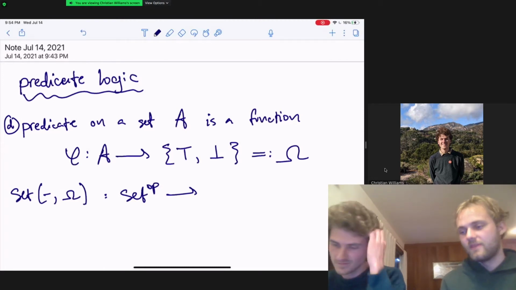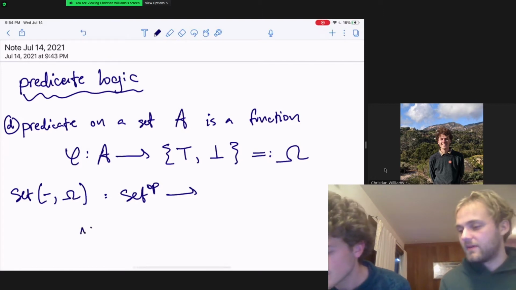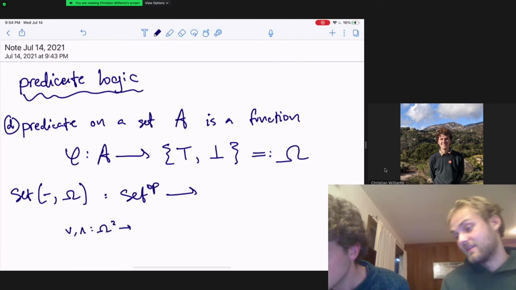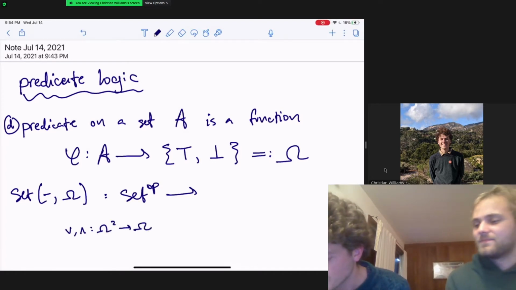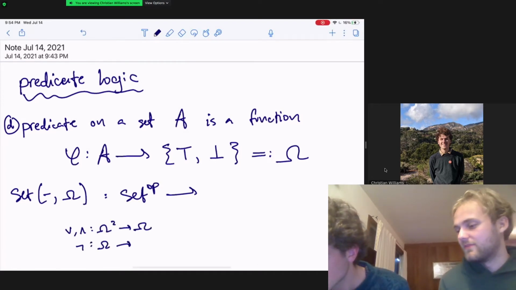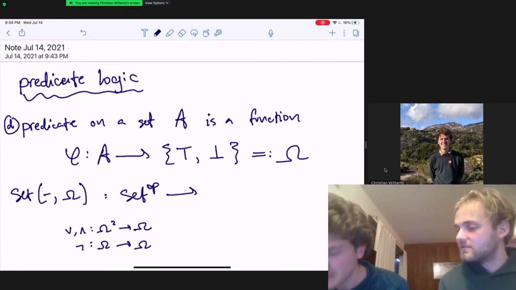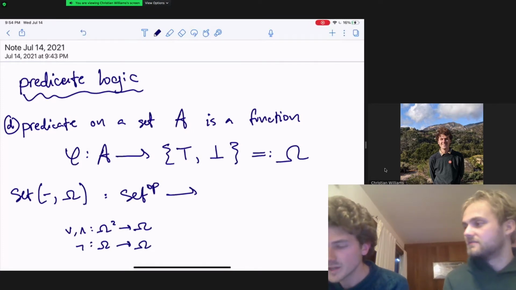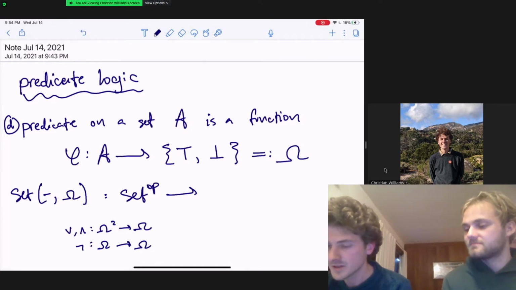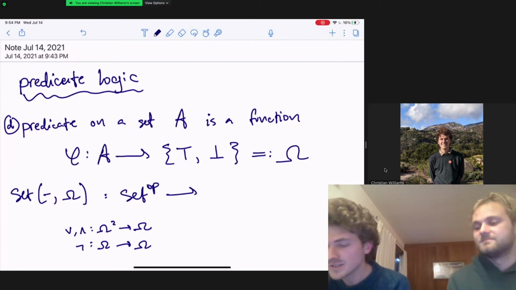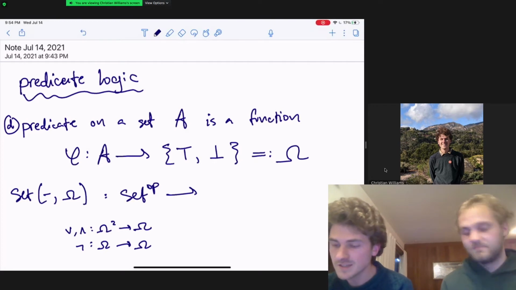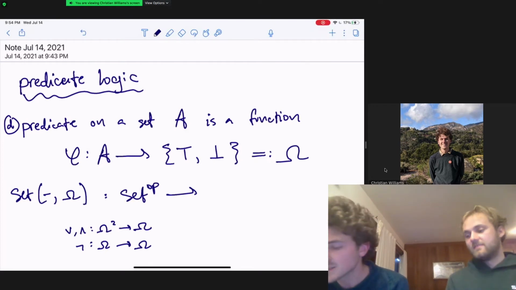Well, we have and. We have or. We have not in this case. And we have implication, which we can construct from the others. And some laws, a bunch of laws. These are commutative monoids, and then you have De Morgan laws and stuff.